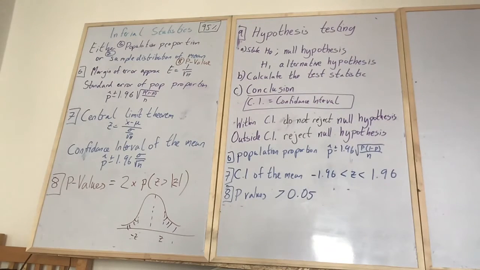So, with regards to the three types of inferential statistics we have looked at, we will use p hat plus or minus 1.96 times the square root of p by 1 minus p all over n if it's population proportion. If it's confidence interval of the mean, it's a z value between minus 1.96 and plus 1.96. And if it's a p-value hypothesis test, it's any value that is greater than 0.05.